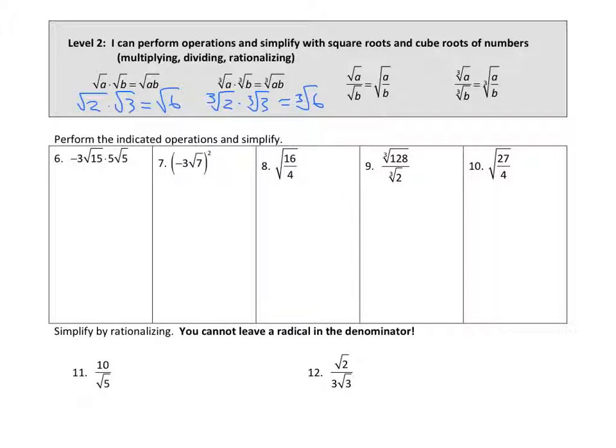So if I had the square root of 3 over the square root of 2, that is the same as the square root of 3 over 2. Same applies to cube roots.